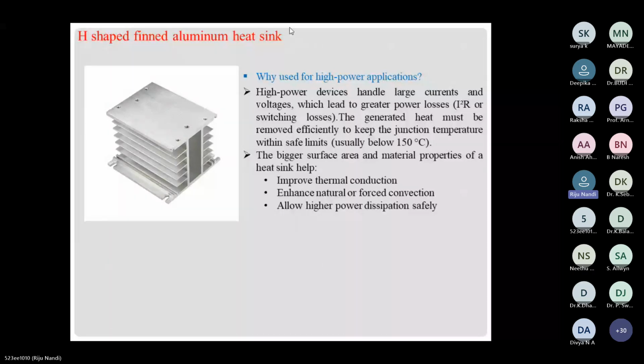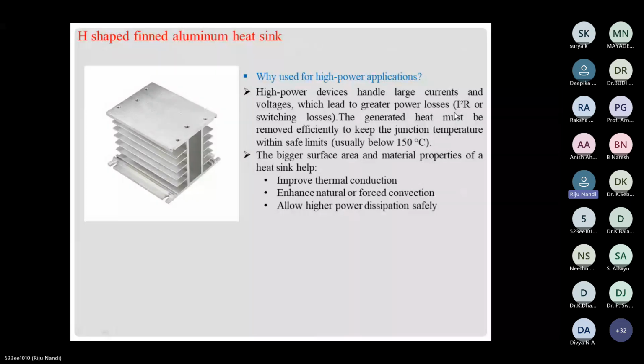So why is it used for high power applications? High power devices handle large currents and voltages. I have designed a microgrid for up to 20 ampere current, so we have to handle this current and voltages also, voltages like 400 volts. This leads to greater power losses, I squared R and switching losses.